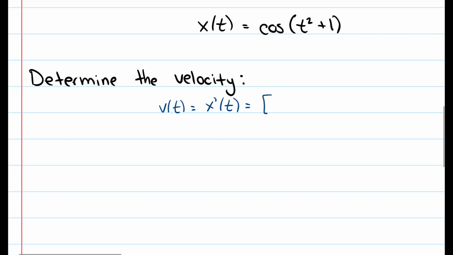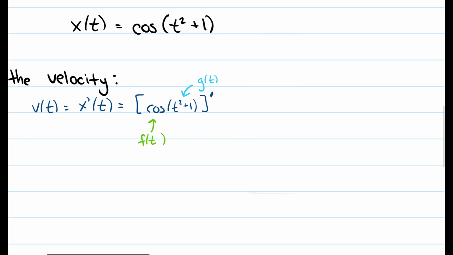So that means that I'm going to take the derivative of cosine of t squared plus 1. My preferred method is to use Newtonian notation, but either way will work. So I'm going to let cosine be my f of t, and I'm going to let the t squared plus 1 be g of t. So what I like to do is do all my work off to the side and then just write in the answer when I'm done.